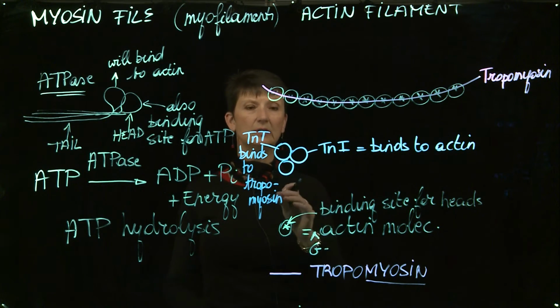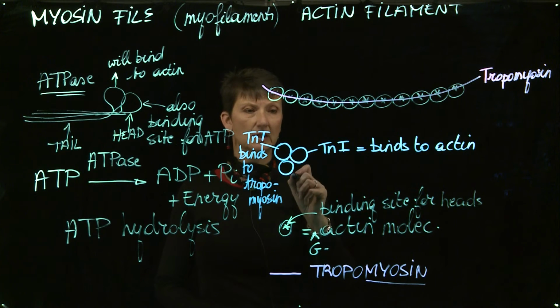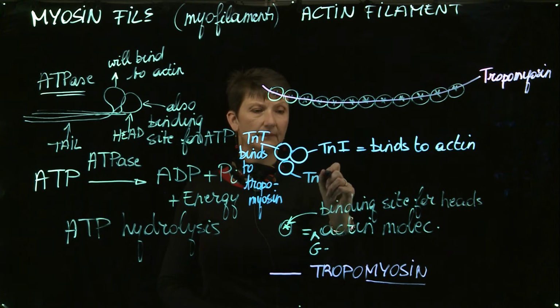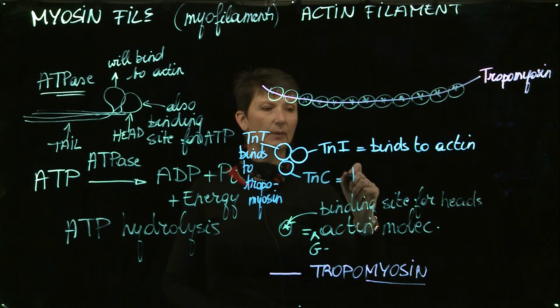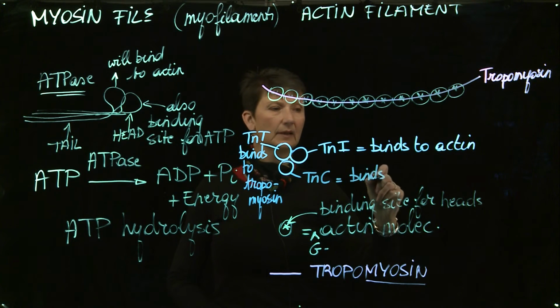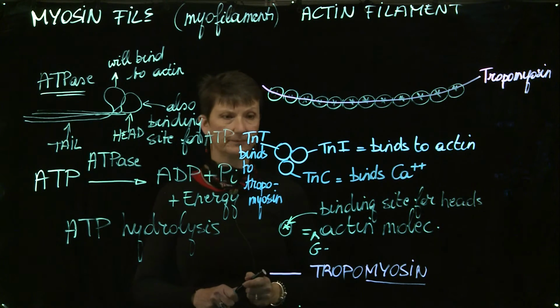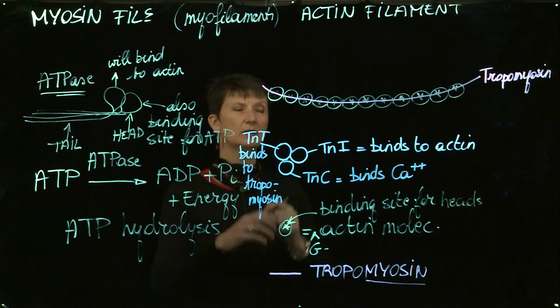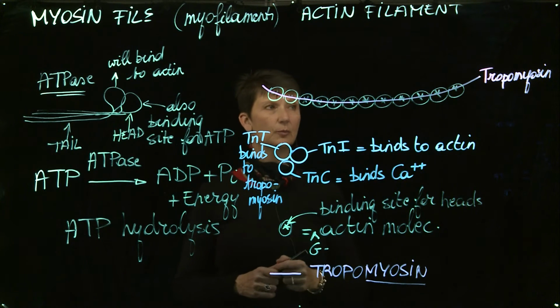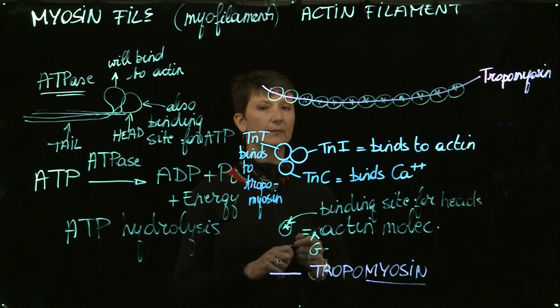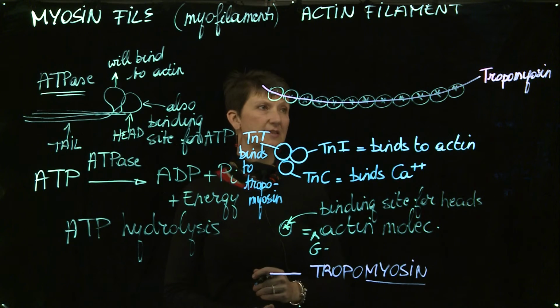Our third subunit in our troponin complex we call TNC, and that is because it binds calcium ions. Remember, calcium has 2 positive charges. So what does this look like together with our tropomyosin and actin molecules? Well, and again, this is just a sketch.